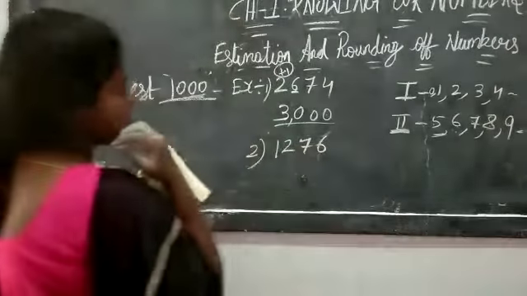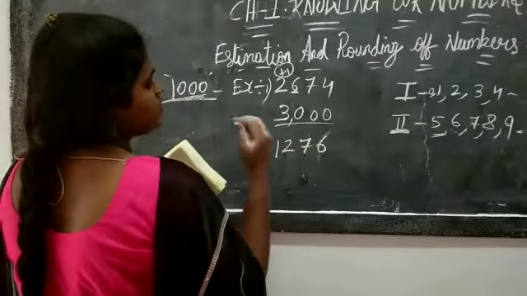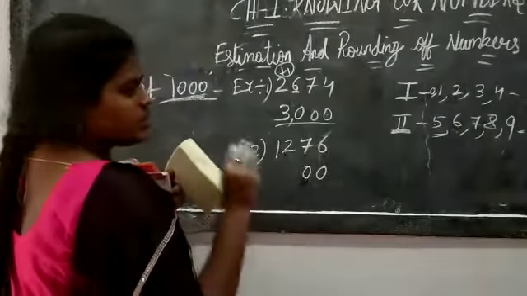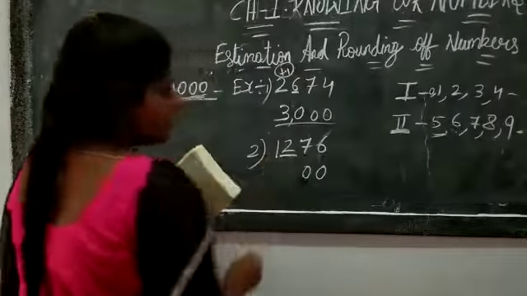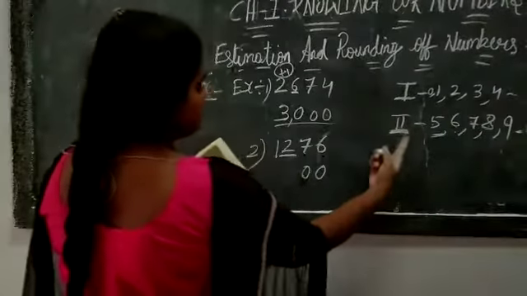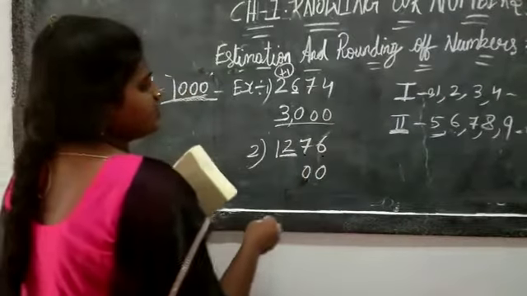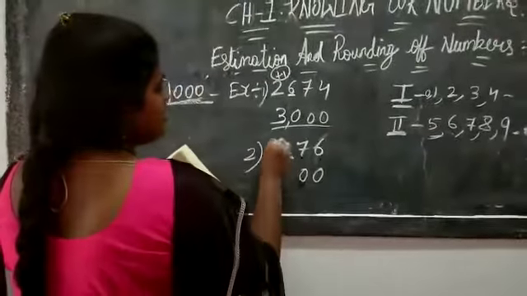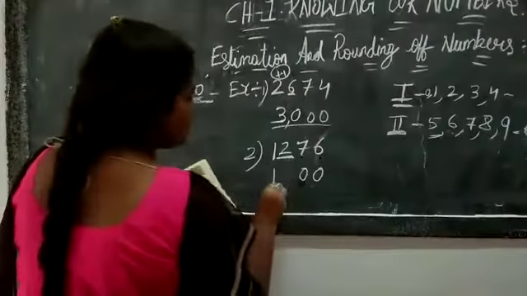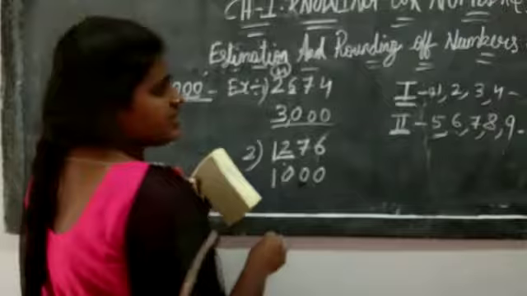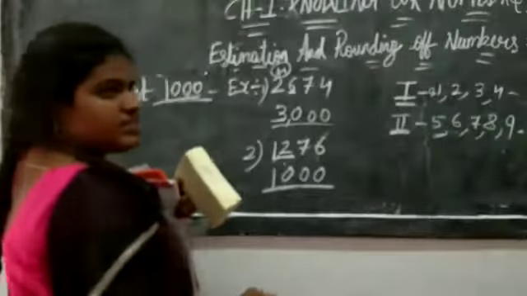1276. This is your ones, tens, hundreds, thousands. Now you keep ones and tens place as 0, 0. Now you check your hundreds place, whether it is in the first train or the second. Now the passenger is in the first train. First train means the number should stay the same. So keep 1 like that only and hundreds place will be 0. Now 1276 is nearest to 1000.